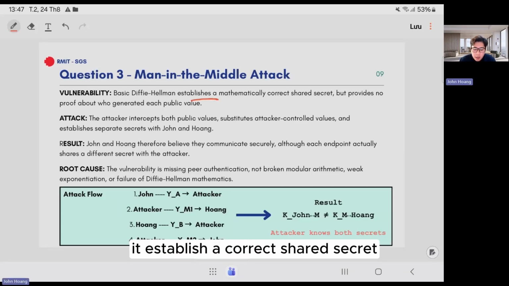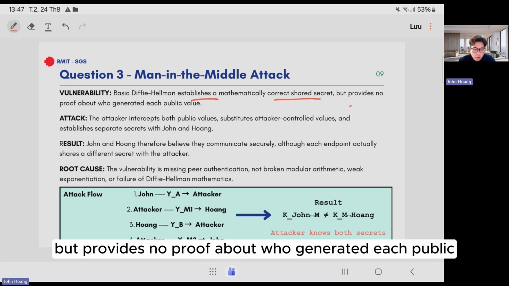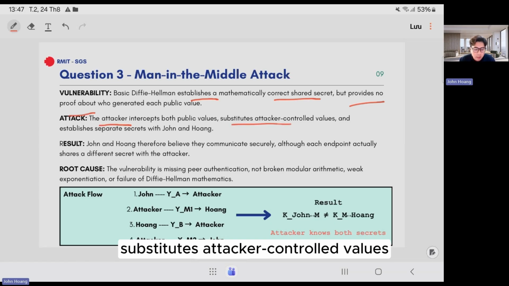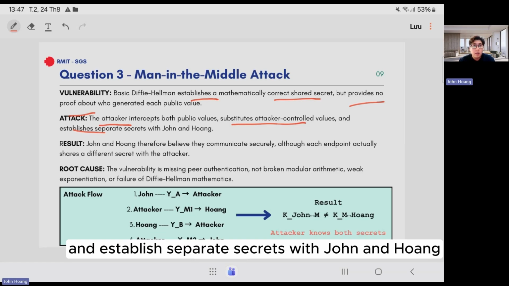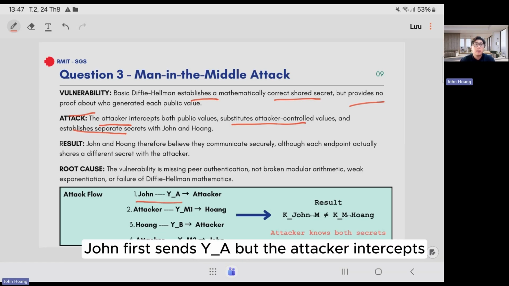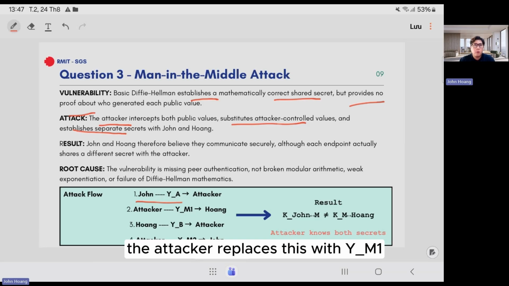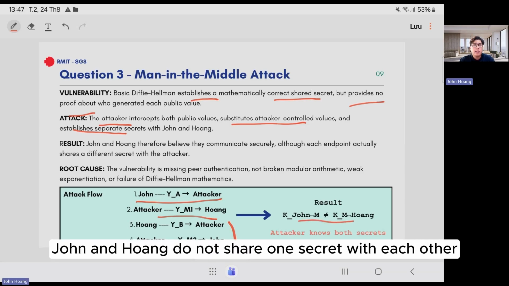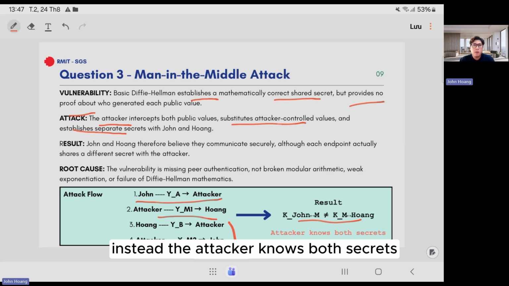It establishes a correct shared secret, but provides no proof about who generated each public value. So the attacker intercepts both public values, substitutes attacker-controlled values, and establishes separate secrets with John and Hoang. In my attack, John first sends YA, but the attacker intercepts it. The attacker replaces it with YM1 before sending it to Hoang. The same thing happens in the opposite direction with Hoang's public value.